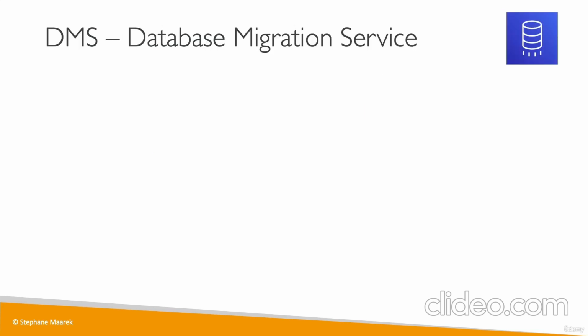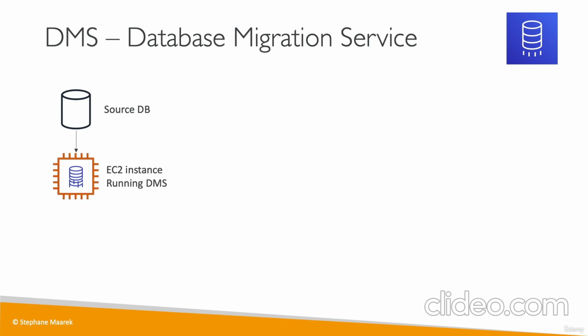So we have seen in this section so many different database technologies, and the question is, how do you migrate data from one database to another? For this, we can use DMS, which is promptly named the Database Migration Service. So we have a source database, and we want to extract the data. So we'll run an EC2 instance that will be running the DMS software. We'll extract the data from the source database, and then DMS will insert the data back into a target database that will be somewhere else.